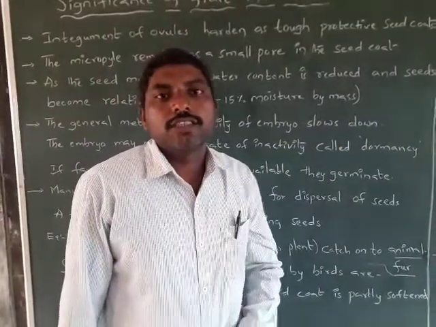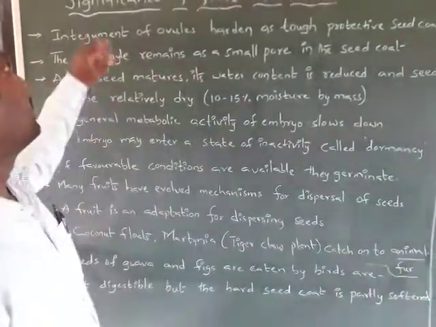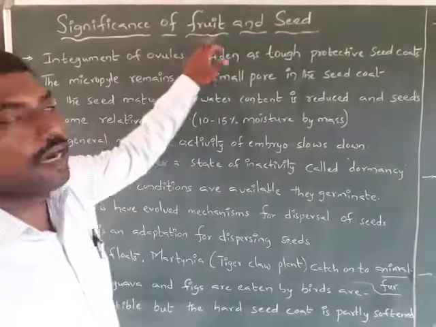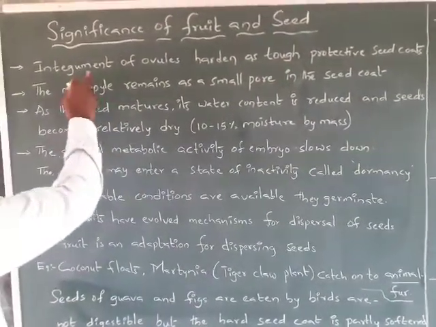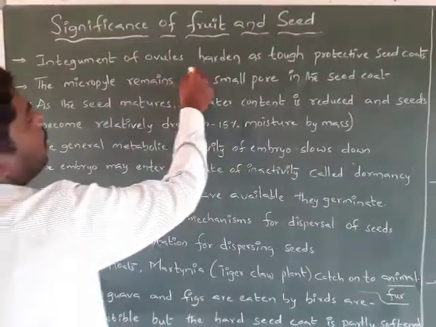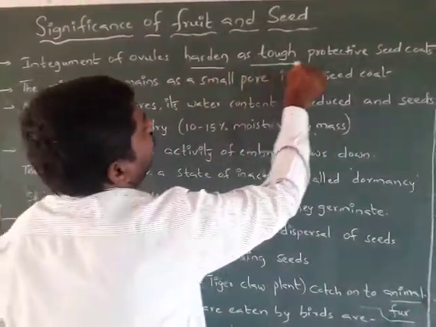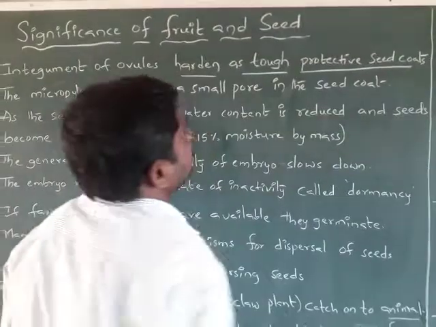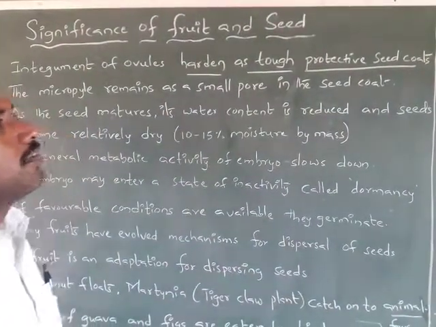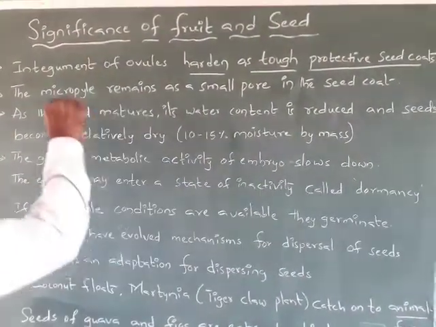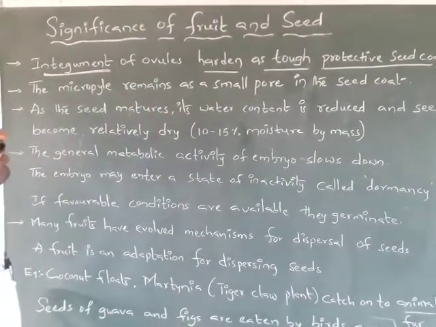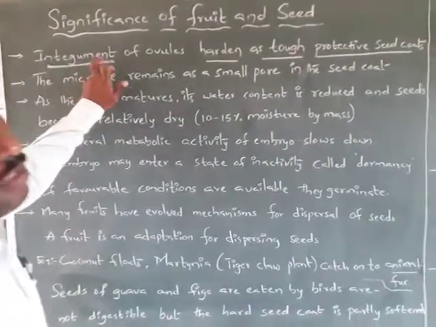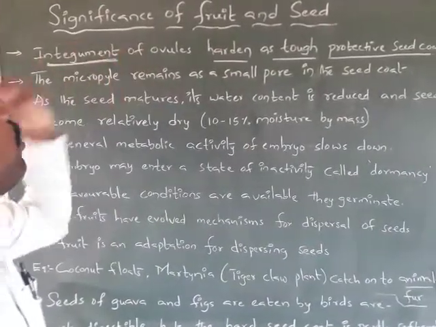Yes, dear students, in this video we talk about the significance of fruit and seed. See here, the integuments of ovules are hardened as tough protective seed coats. The seed coat is nothing but the integuments; the seed coats are made by the integuments of ovules.